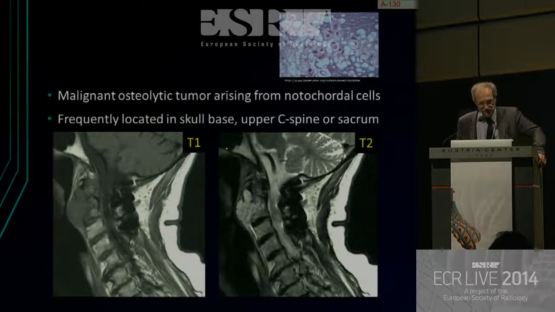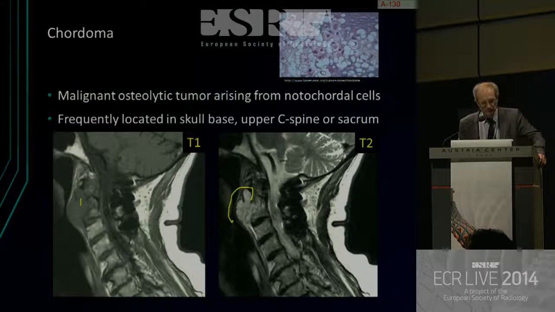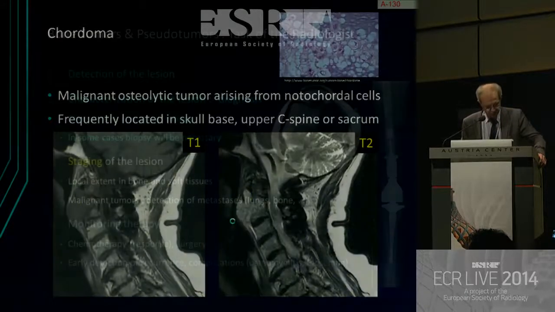And the last lesion on bones is this one. It's a malignant osteolytic tumor arising from notochordal cells, frequently located in the skull base, upper C-spine or sacrum, with a low signal intensity on T1 and a high signal intensity on T2. The name is a chordoma.